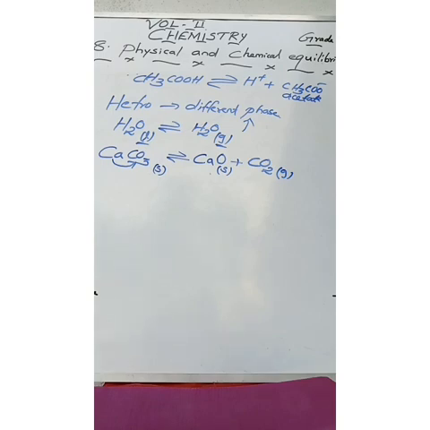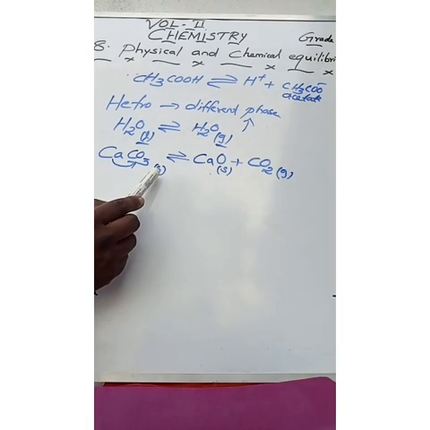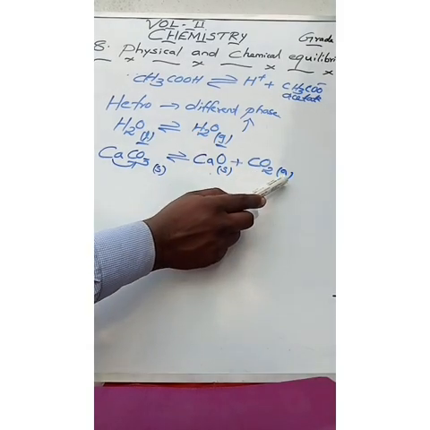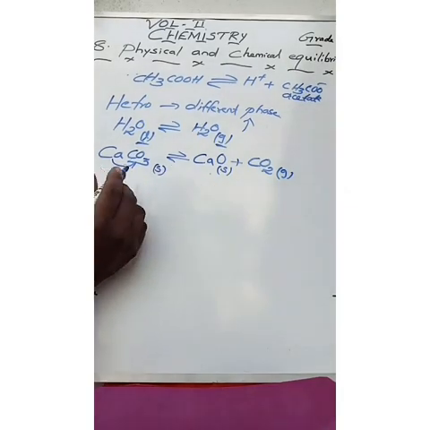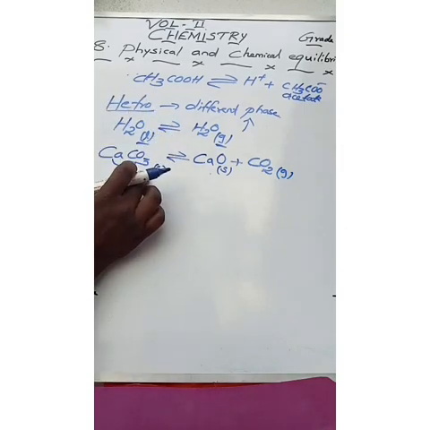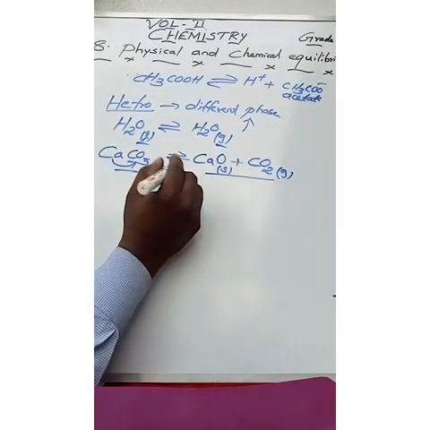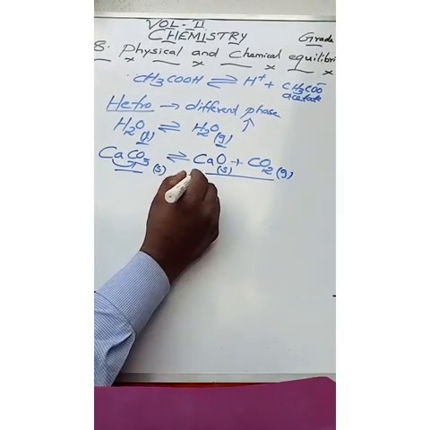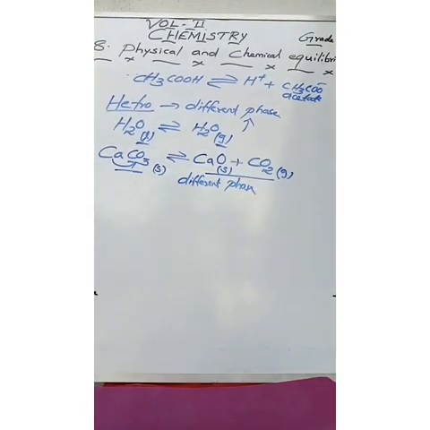We get calcium oxide and carbon dioxide. Calcium oxide is a solid state, don't forget that. Calcium carbonate is also a solid. But carbon dioxide is in the gaseous phase. So what is the definition of a heterogeneous equilibrium? If the reactant and the product of a reaction in equilibrium are in different phases, then it is called heterogeneous equilibrium. Very, very important question. Try to understand the concept.